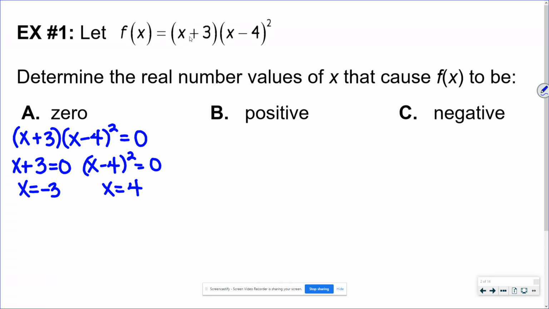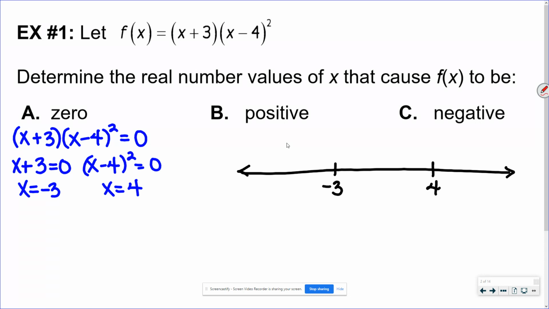Now, to determine where the function is positive and where it is negative, I'm going to use the answers from part A. I'm going to start by making a number line, and on my number line I am going to put the 0 values that we have here. So we have -3 and we have +4. Those are the only two things I'm going to put on my number line.